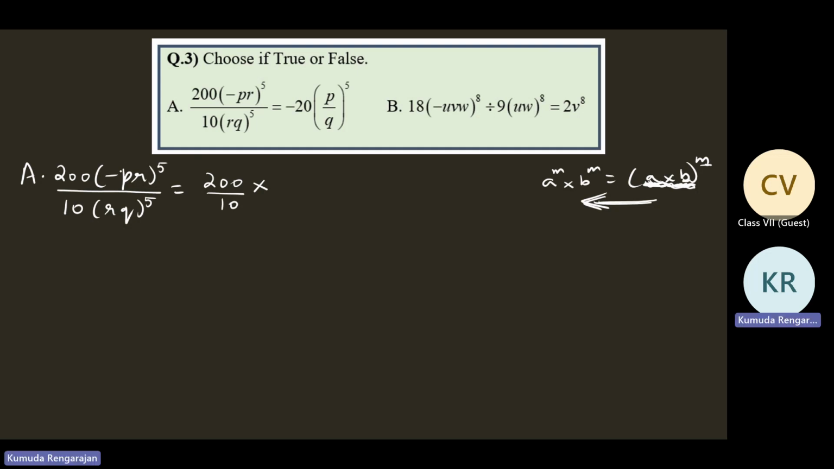Now, what do you have here? We have minus P into R, no? Minus PR means minus P into R, the whole power 5. So how can you write it? Minus P into R. Can you try? No, I got it. PR.